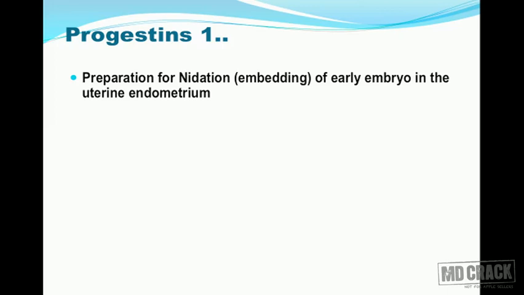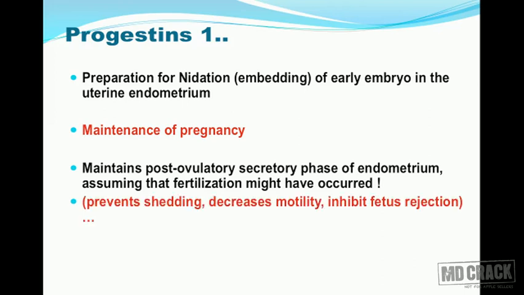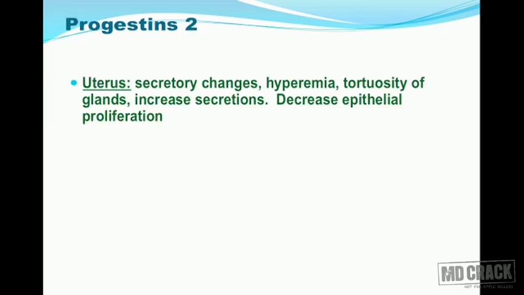The action is preparation for nidation, that is embedding of an early embryo in the uterine endometrium, and maintenance of pregnancy. The progestins maintain the post-ovulatory secretory phase of the endometrium, assuming that fertilization might have occurred. So that's great. It prevents the shedding, decreases the motility, and inhibits the fetus rejection. So this is how it works, and it's helpful in maintenance of pregnancy.